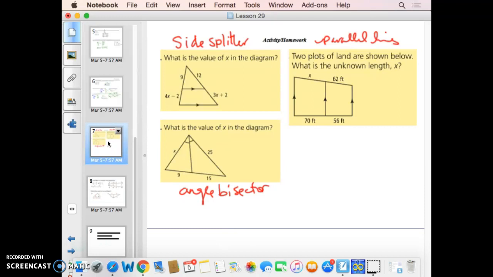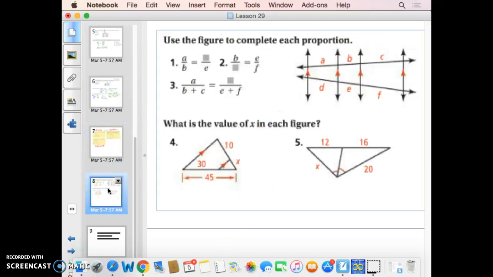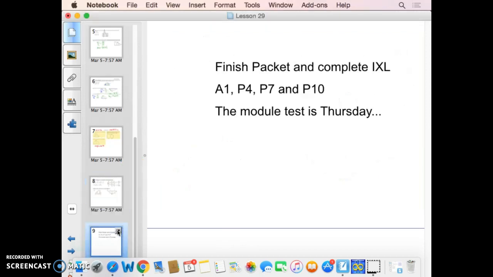So go ahead and start working on your homework, and you can come back and check the answers when you're done. So you have these problems due on paper, and then your test is in a couple of days. So you're going to want to finish the packet and then complete your IXL. And these are the IXLs you want to do. If you want more practice, P1 through, I think it's P10, is a great place to practice.